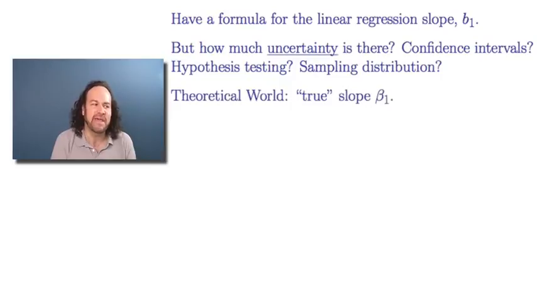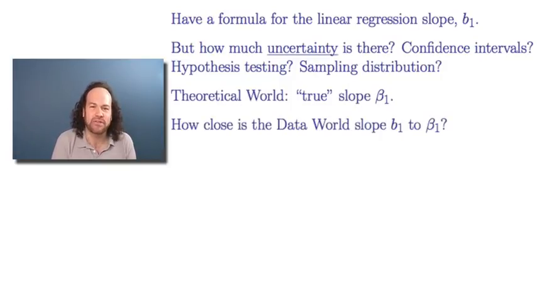So for this to make sense, we have to imagine that there's a theoretical world with a true underlying slope, which we'll now call beta 1 to distinguish it from the B1, which is the experimental or data world. And now we want to say, how close are these things to each other? That is, we got from our data in that formula a data world value B1. How close is that to the true theoretical underlying value beta 1?